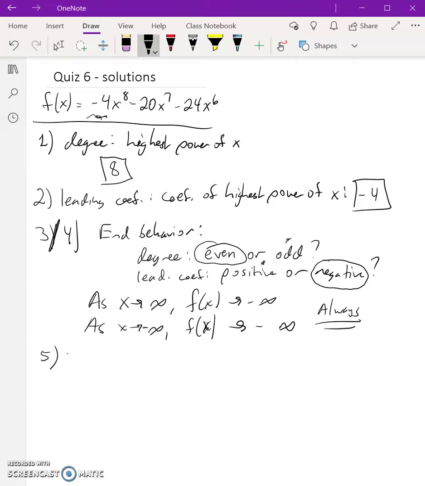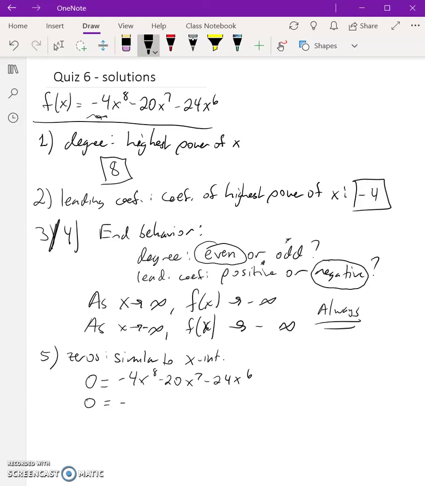All right, so now if we move on to question 5, the next thing we're looking at are zeros and multiplicities. So to find zeros, these are similar to x-intercepts. Remember, these are not x-intercepts because they're not points, they're just x values. So to find them, you set the whole thing equal to 0. So you have 0 equals negative 4x to the 8th minus 20x to the 7th minus 24x to the 6th, and now you begin to factor.